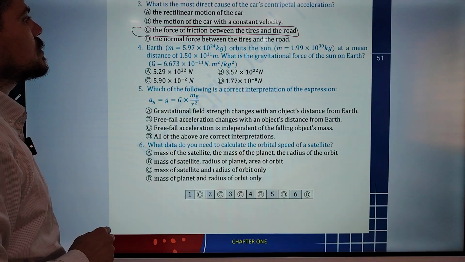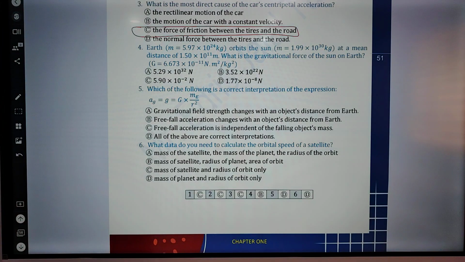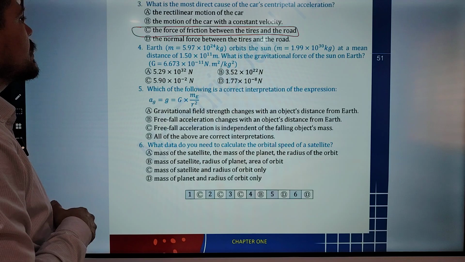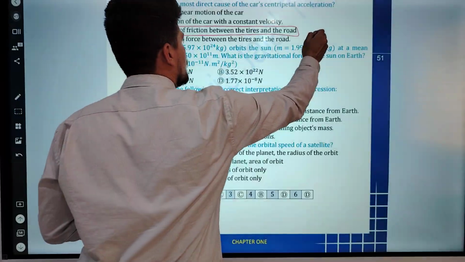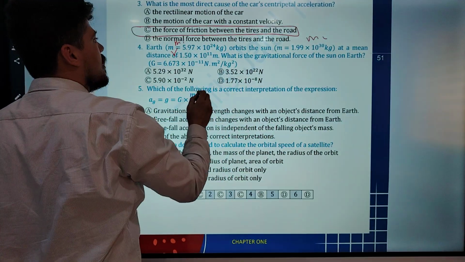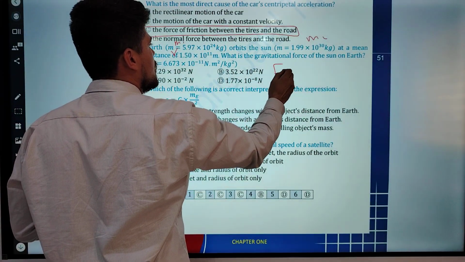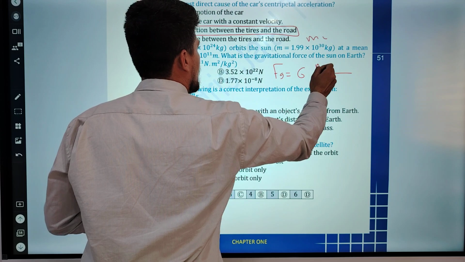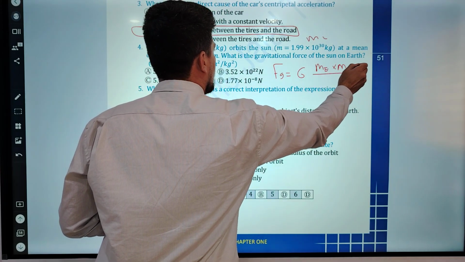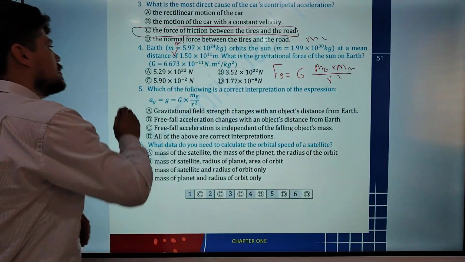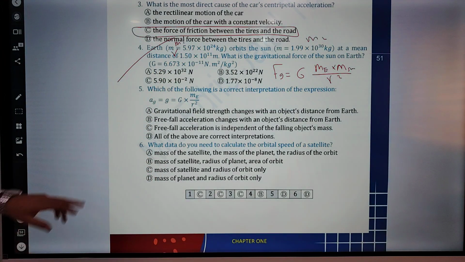The mass of Earth is 5.97 times 10 to the power 24 kilograms. Earth orbits the sun, this is the mass of the sun, and this is the mean distance between them. This is M1, this is M2, and this is R. What is the gravitational force? Fg equals G constant times M Earth times M sun divided by R squared. You can calculate and choose the correct answer.